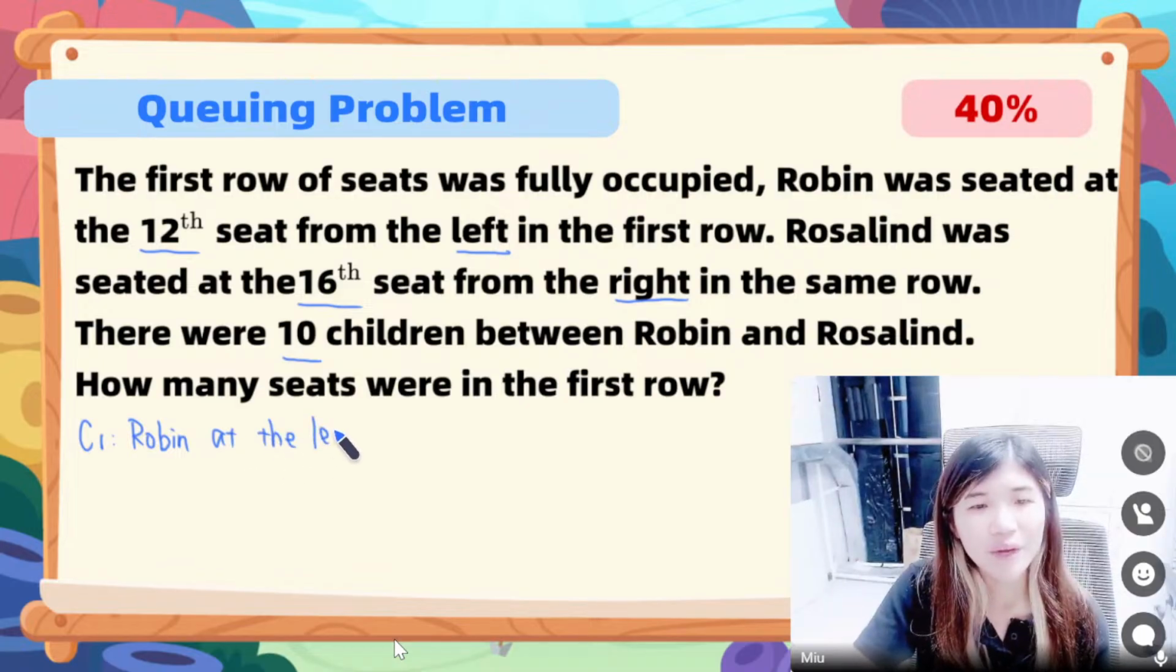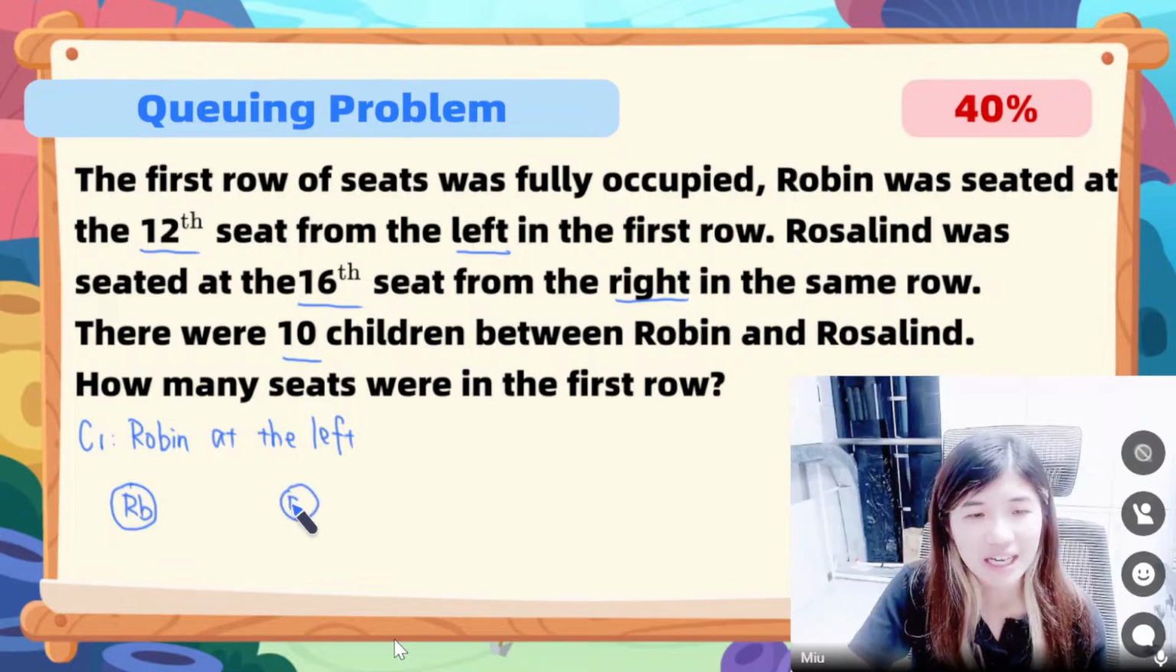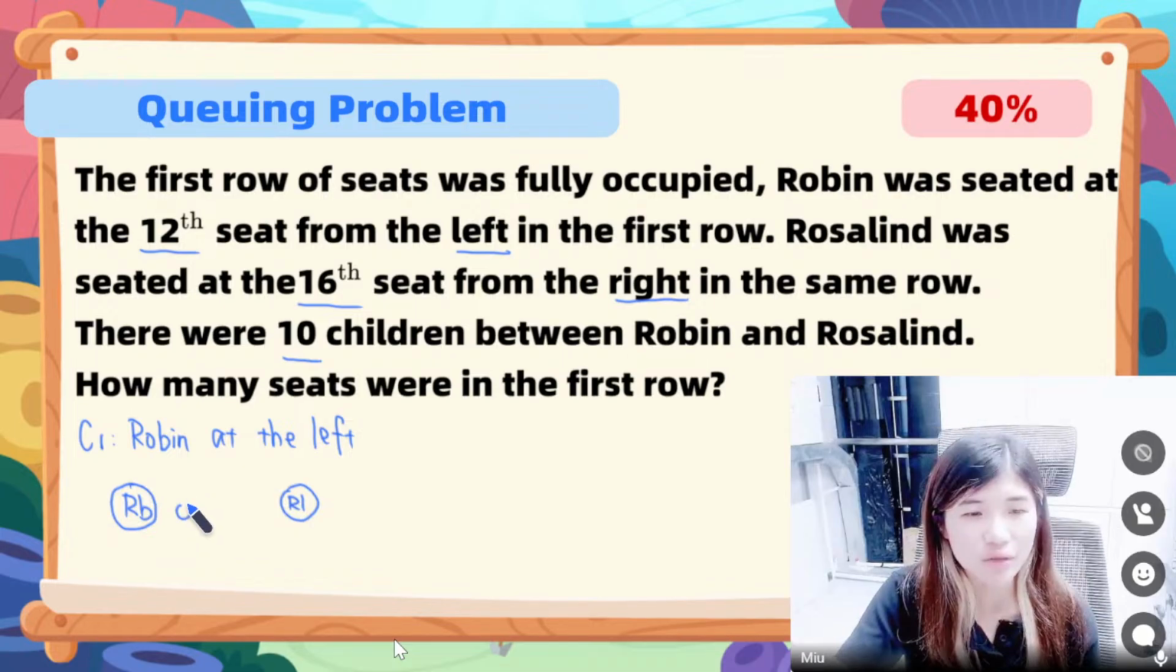Then we can start to draw them. From the left, this is Robin, all right? From the right, that is Rosalina, all right? Then in between them, there are 10 children. So the first child all the way to the 10th child in between, there are 10 of those sitting there.